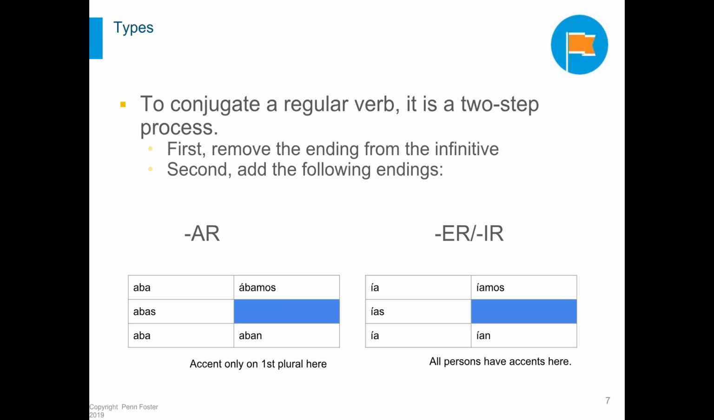And as you can see on your slide here, you have two different sets of endings in the imperfect tense. One for AR verbs and the other for ER and IR verbs. On the left side, there's just one accent mark required on the first A and the first plural ending, top right. And on the right side, if you notice, there's an accent on every I in all persons.